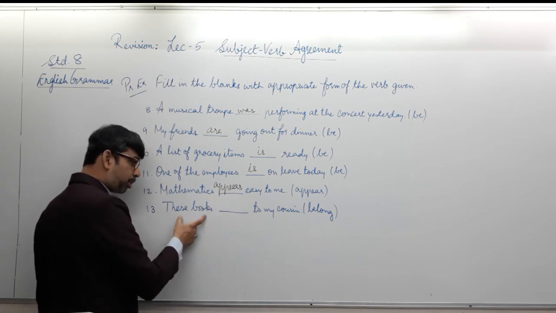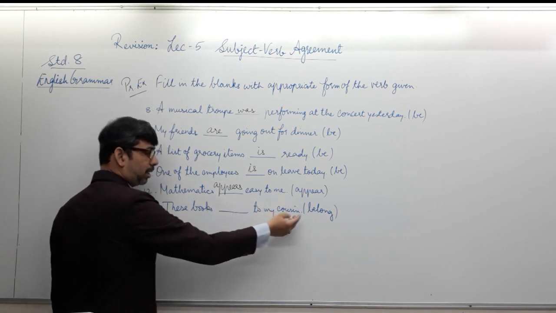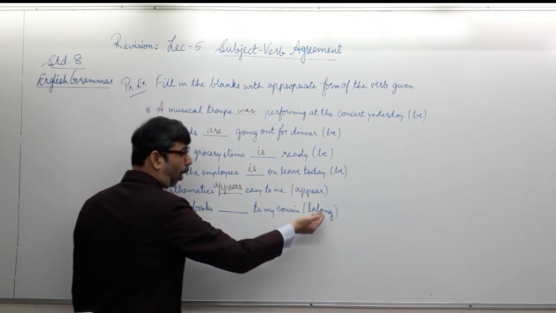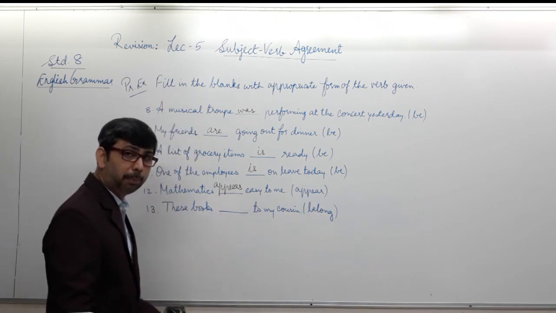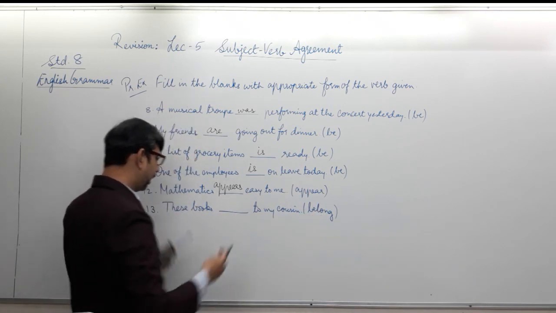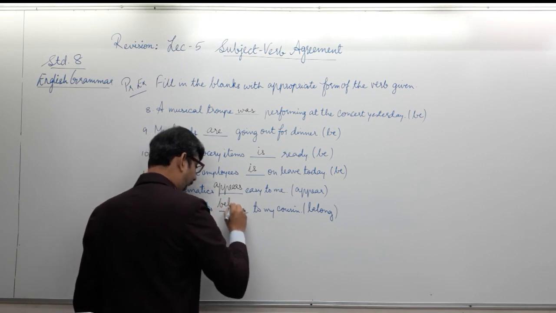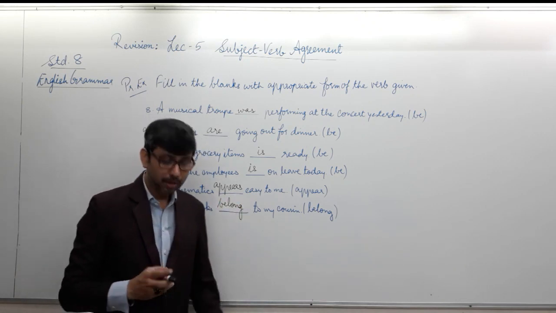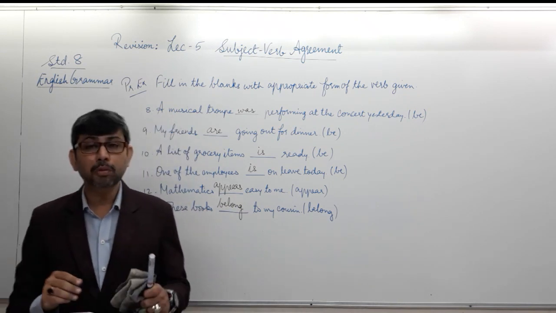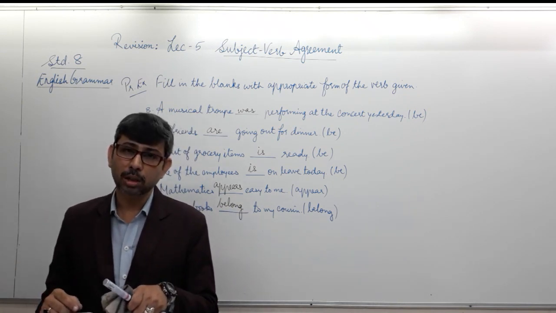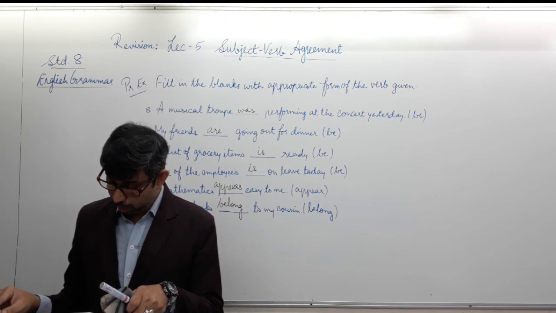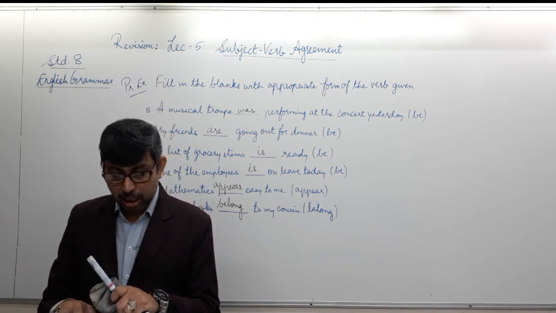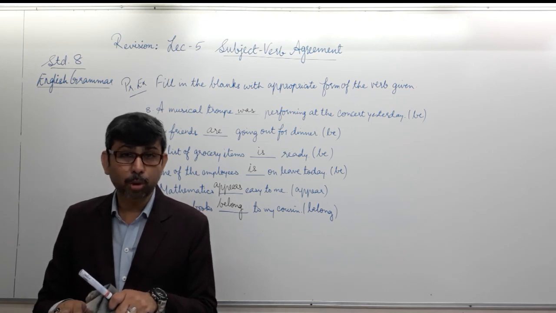So these books belong to my cousin. As it is, we are going to write without making any change because the option given to us is actually in the plural form. So let's write it and make the sentence correct. These books belong to my cousin, where we have used a plural verb to agree with its plural subject. Well, these were 13 sentences in this exercise. Let us now look into yet another important exercise.